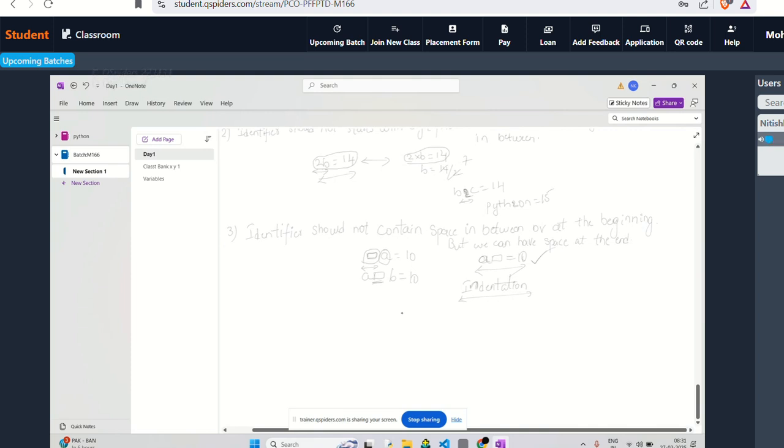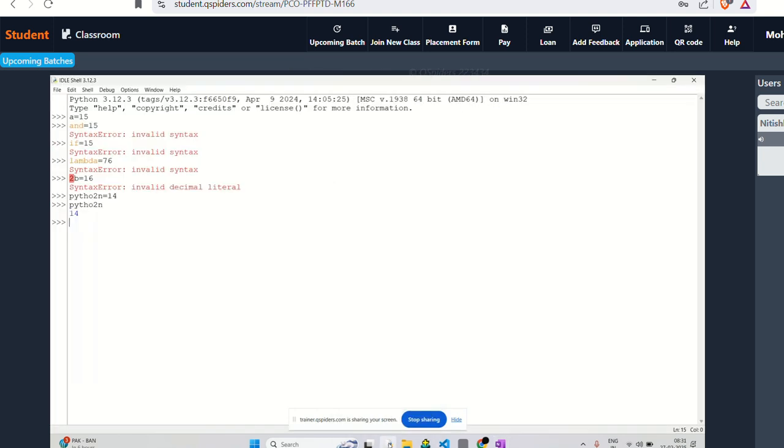This is the third rule. See, here first I took variable name A and then I am giving space. It is accepting. Space at the end it will accept, but space at beginning it will throw error, indentation error. And space in between also it will throw error.